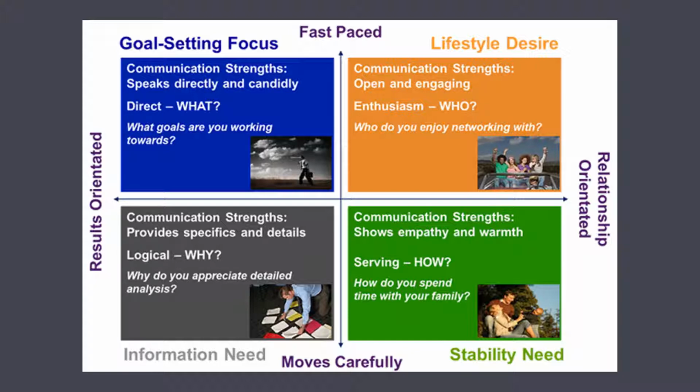Lifestyle desire. It is driven by fast pacing and relationship orientation. The communication strengths are open and engaging. The question type is enthusiasm, which is mostly who? Example, who do you enjoy networking with? Information need. It is driven by moving carefully and result orientation. The communication strengths are providing specifics and details. The question type is logical, which is mostly why? Example, why do you appreciate detailed analysis?